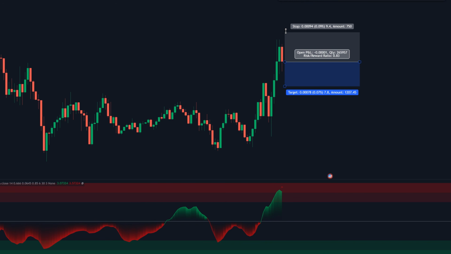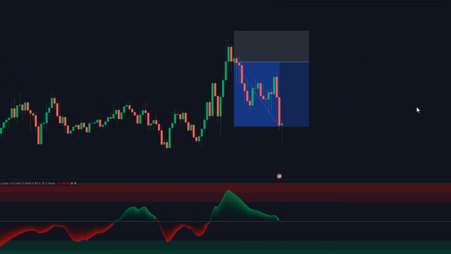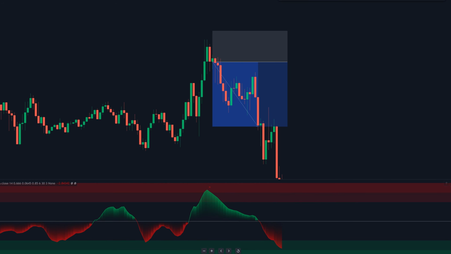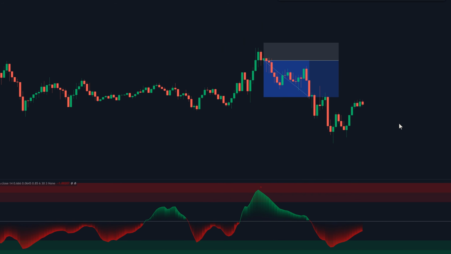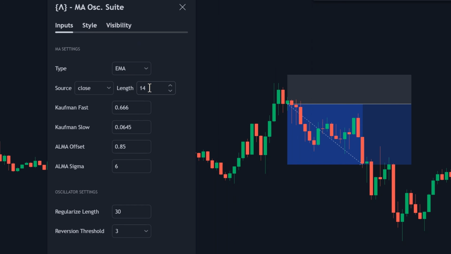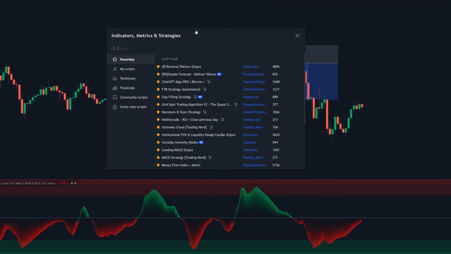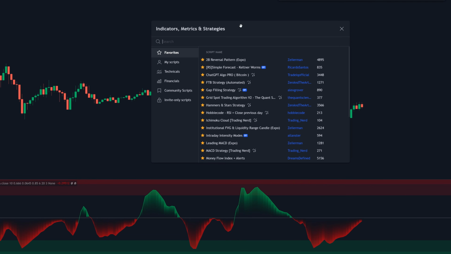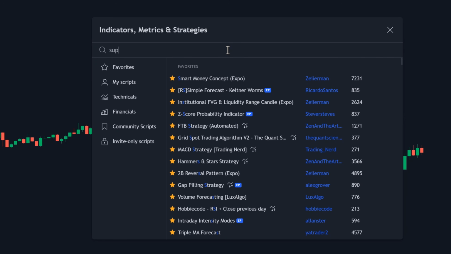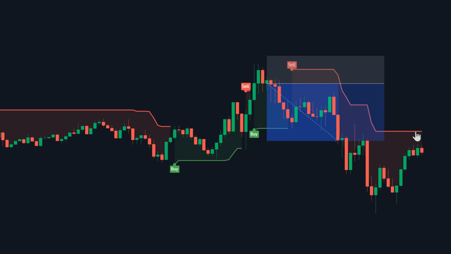Now let's access the settings of this indicator and customize it for the strategy we're going to showcase in this video. On the Inputs tab, change the length to 10 and the regularized length to 20. After that, click OK. Then open the Indicator Search tab because we need to add one more indicator to the chart. Type in SuperTrend and select this one by Everget. Double-click on it to access the settings panel.